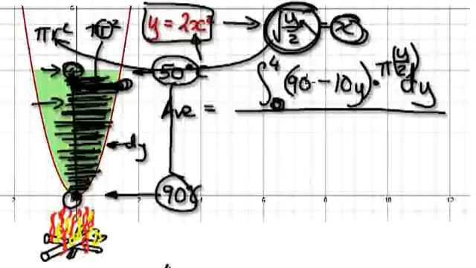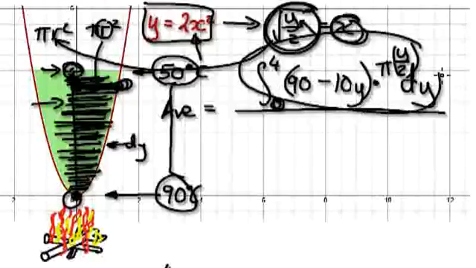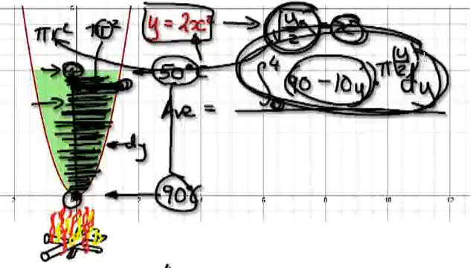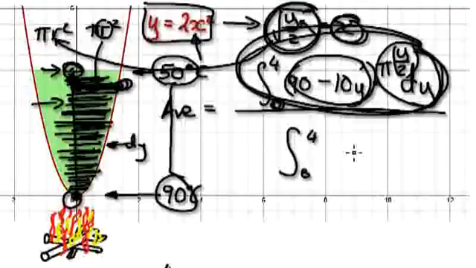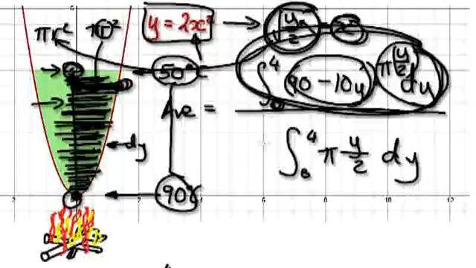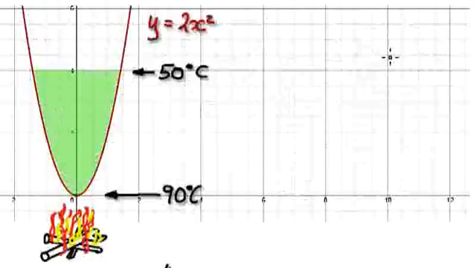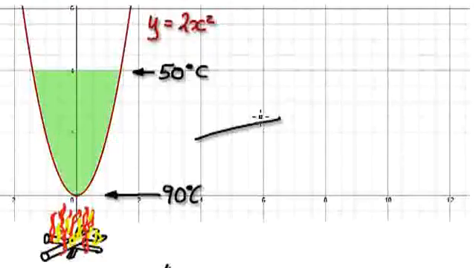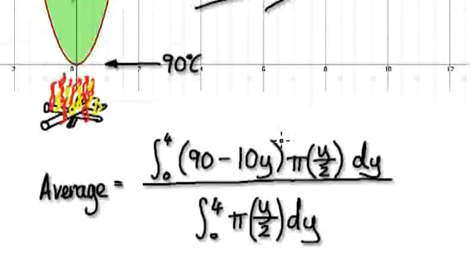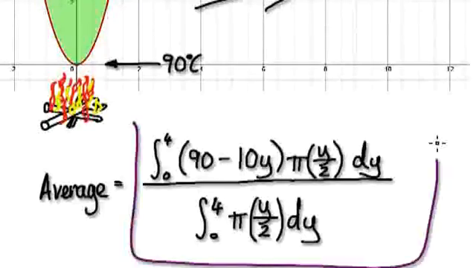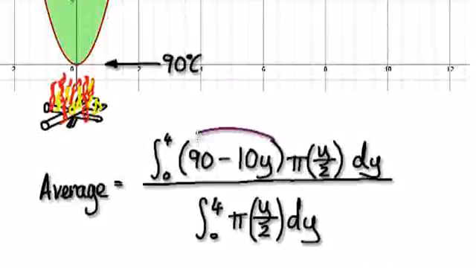Well, anyway, this here would be the combination of temperature and the volume here, and then you've got to divide it by the integral from 0 to 4 of the volume. So of this, pi y over 2 dy. Okay, so average equals this thing here. So what we've just done up here is this. Okay, so this here is your temperature.